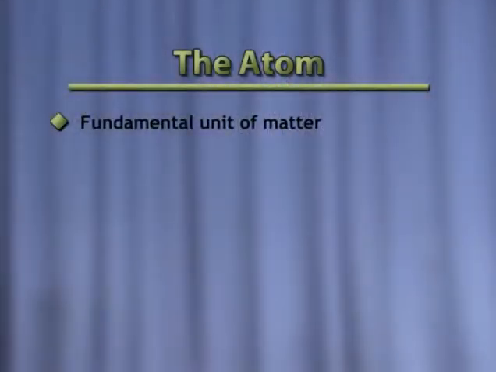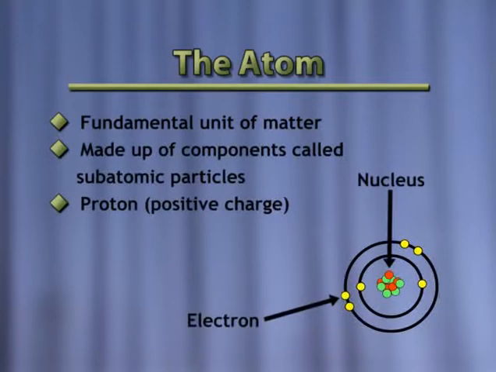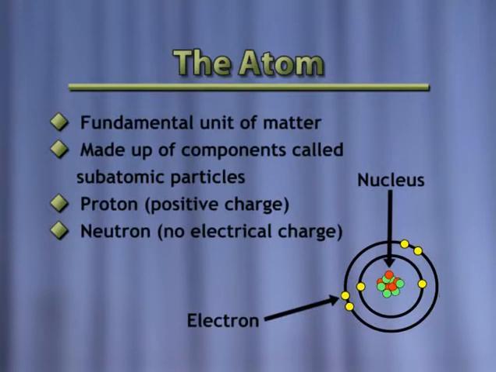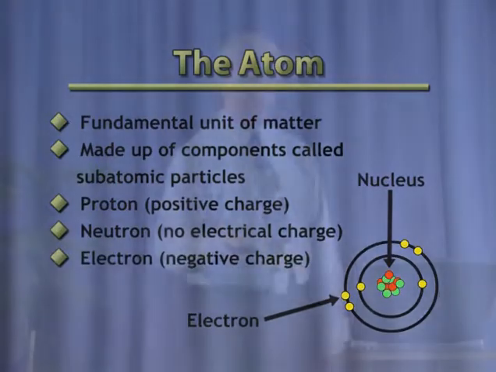To get into that, we need to understand what the atom is. Well, first of all, the atom is our fundamental unit of matter. And it's made up of components called subatomic particles, such as the proton, which is our positive charge. We have our neutron, which is our no electrical charge component. And those two, the proton and neutron, make up what we call the nucleus of the atom. Then going around that, we have the electron, which is the negative charge. So our atom has these three subcomponents: protons, neutrons, and electrons.